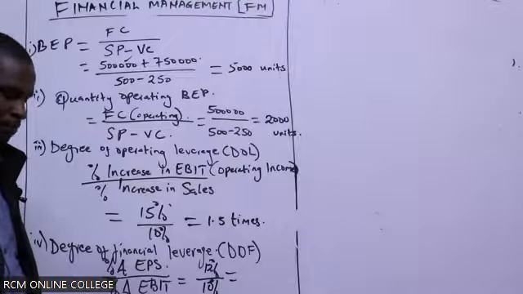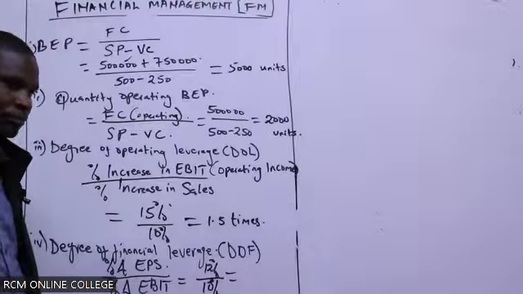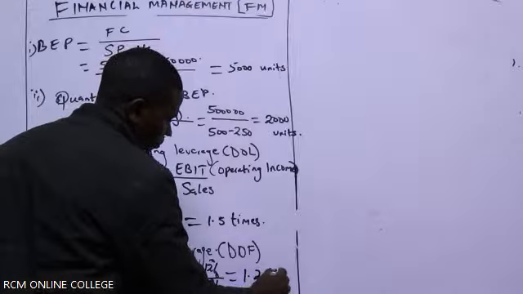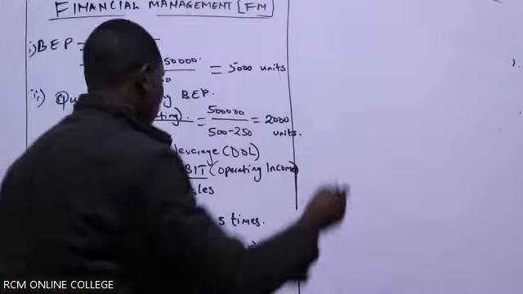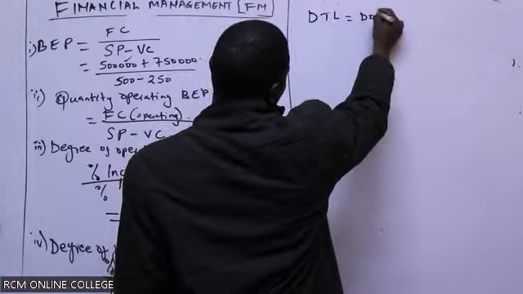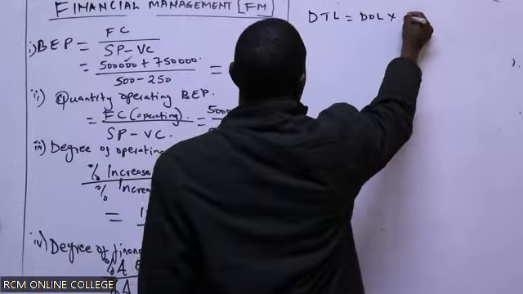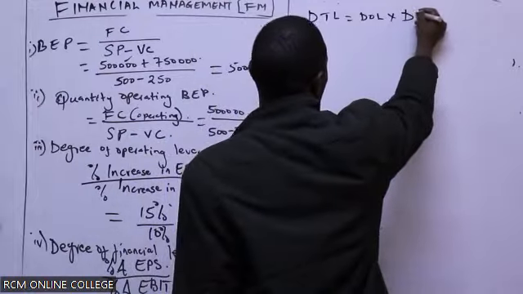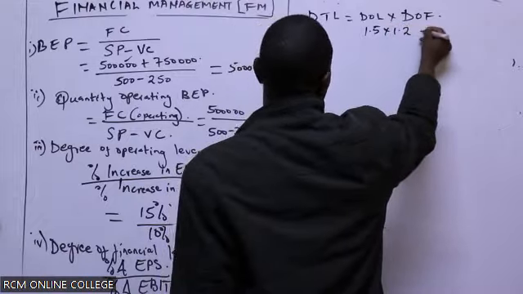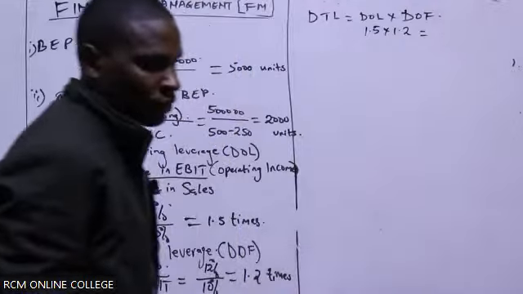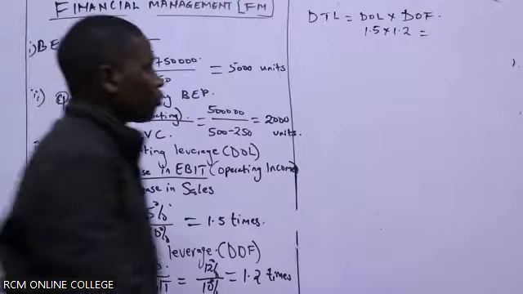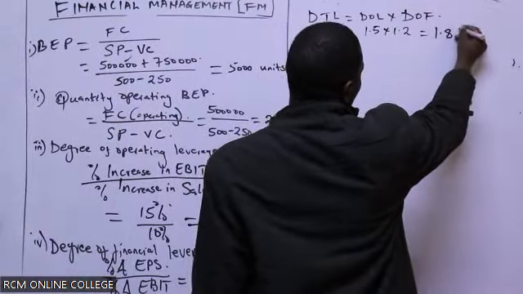12% divide mara ngapi? 1.2 times. And then DOL, the degree hiyo ya total leverage is DOL times DFL, degree of financial leverage. So it is 1.5 times 1.2, which is 1.8 times.